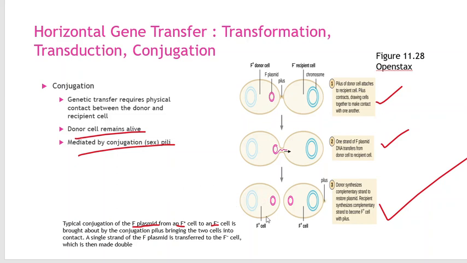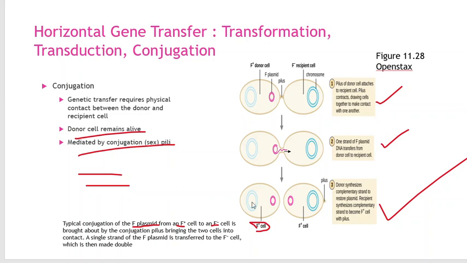What's happening, we're only getting part, right? Instead of getting both strands, we're only getting one strand, but we know this guy can put the other strand together, right? Once you've got one strand, you can synthesize the other strand easily. Now the F positive, this has the ability to form the sex pilus.